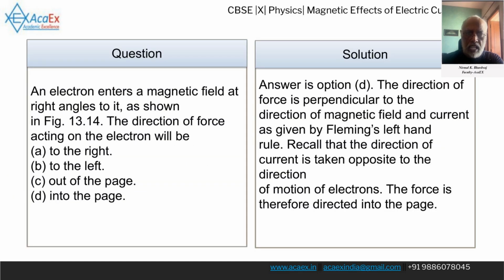Application of Fleming's left-hand rule. Question. An electron enters a magnetic field at a right angle. What is the direction of the force on the electron? Solution. The correct answer is D, into the page. According to Fleming's left-hand rule, the force is perpendicular to both the magnetic field and the current. It is important to remember that the direction of conventional current is taken as opposite to the direction of the motion of electrons. Therefore, the force is directed into the page.